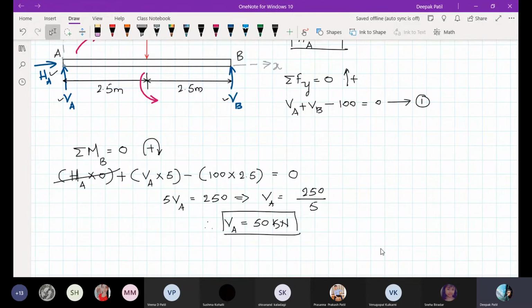Okay, so now you know the value of VA. You can substitute the value of VA in equation 1 and you can get the value of VB. So if you do that, you will get the value of VB as also 50 kilonewtons.